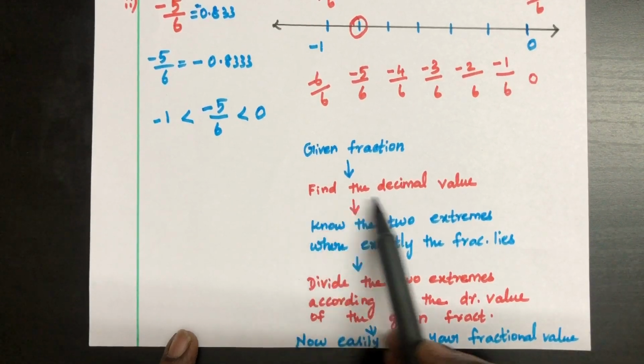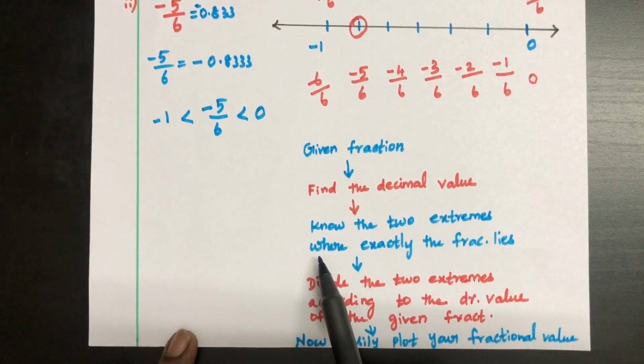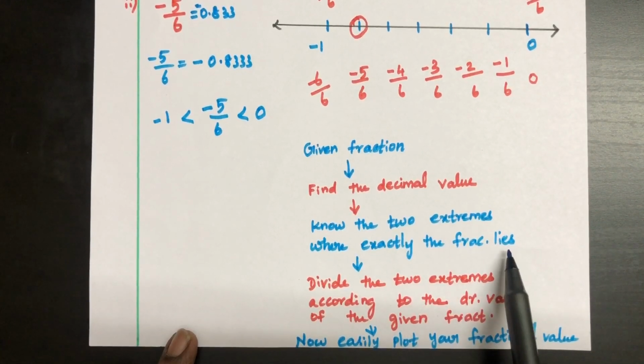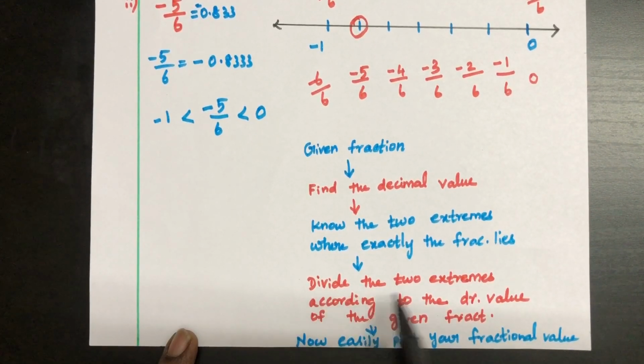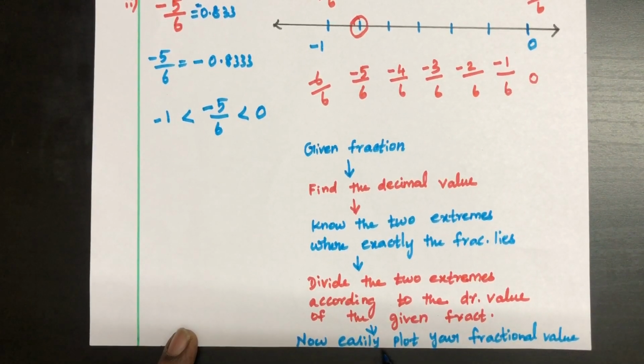do one thing, find the decimal value. After that, know the two extremes where exactly the fraction lies. Next, divide the two extremes according to the denominator value of the given fraction. Next thing is, now easily plot your fractional value.